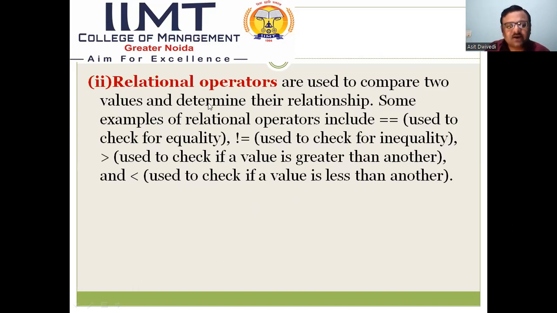Now, next operator, relational operators, are used to compare two values and determine their relationship. Some examples of relational operators include double equal to sign used to check for equality, not equal to used to check inequality, greater than sign used to check if a value is greater than another, and less than sign used to check if a value is less than another.